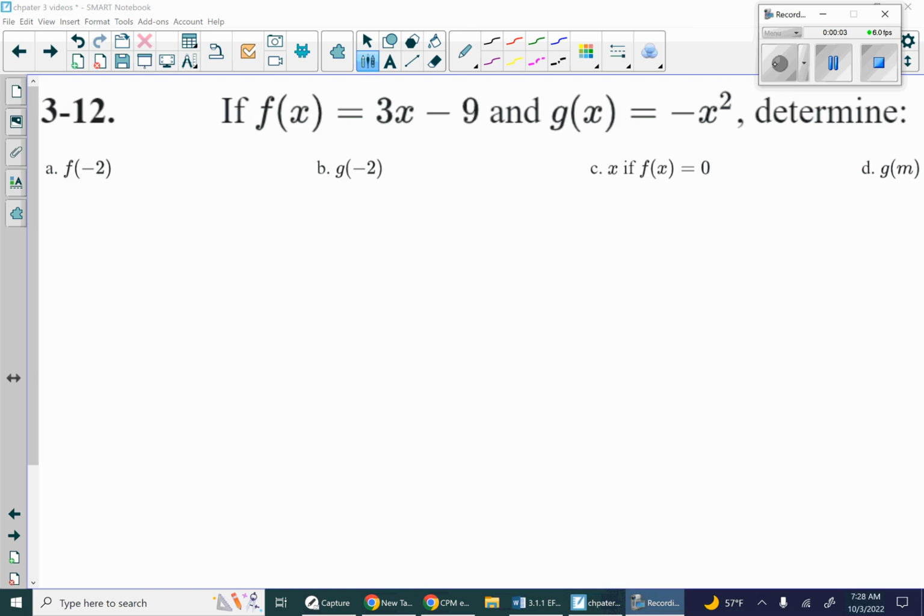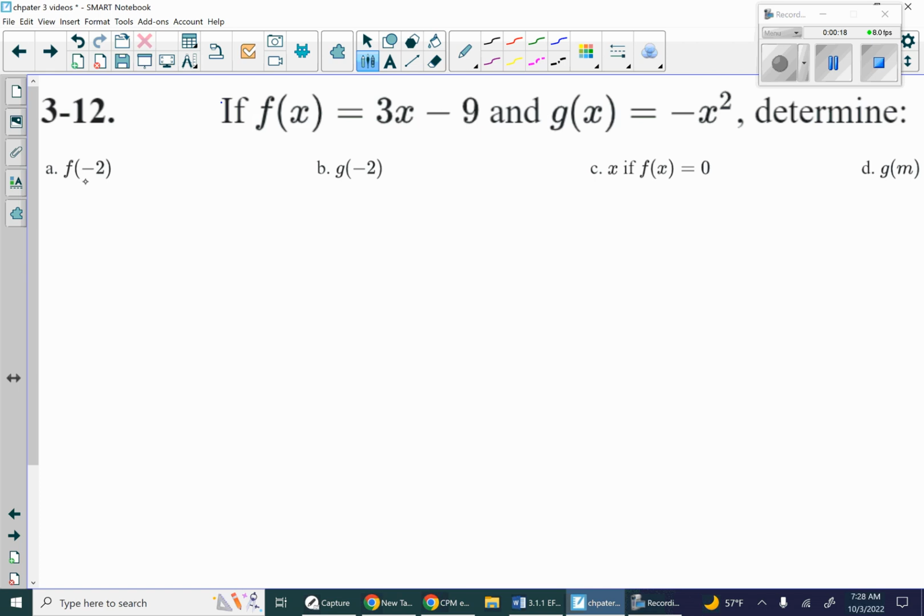CPM Math 3, problem 3-12. We are given two functions here, f of x equals 3x minus 9 and g of x equals negative x squared. And it's asking us to evaluate some functions. So let's practice this and see how it goes.